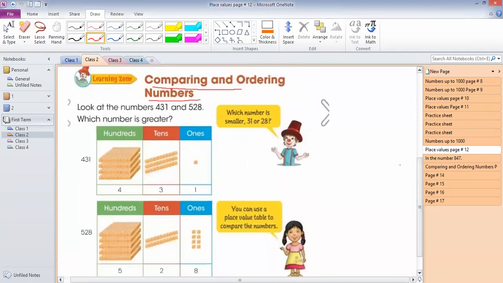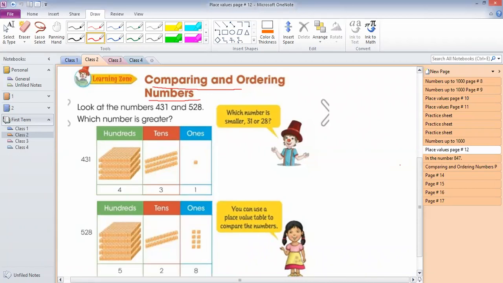In this topic, we will learn how we can compare two numbers or three numbers, and we will also learn how we can order the numbers if we have 4 or 5 numbers and we have to arrange them from smallest to largest or largest to smallest. So how can we do that?